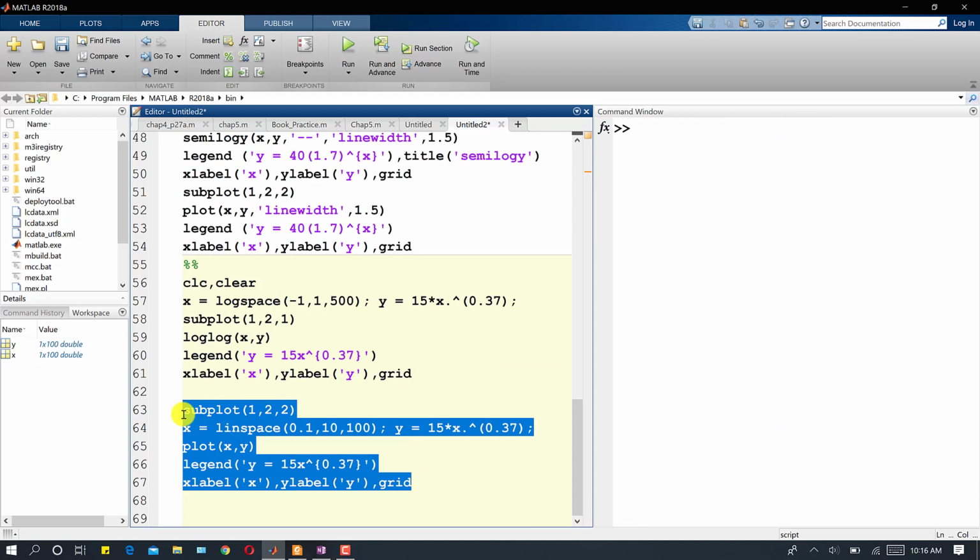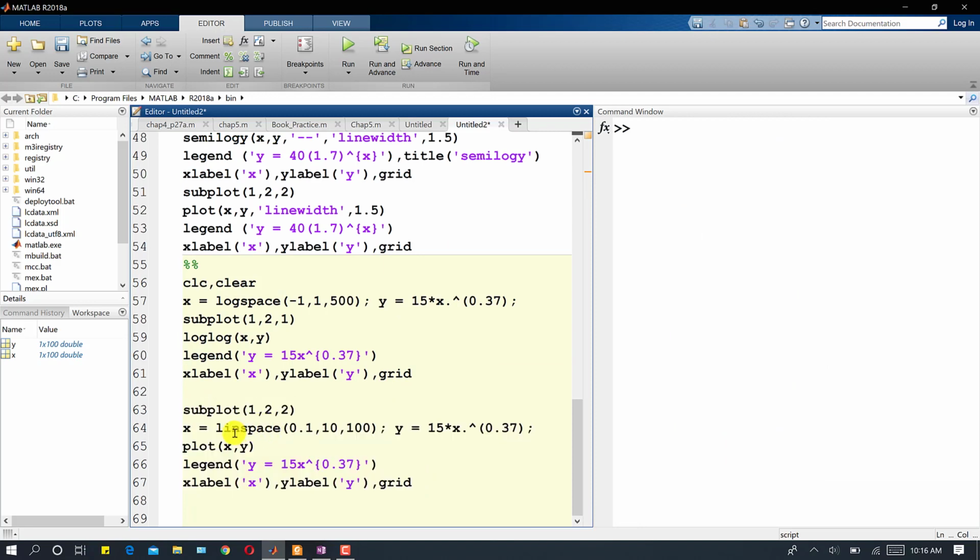So here I have written this subplot function. For the simple plot, we will generate x values that are linearly spaced. And for the log-log plot, we will generate x values that are logarithmically spaced. So keep this in mind. And the function will remain the same.